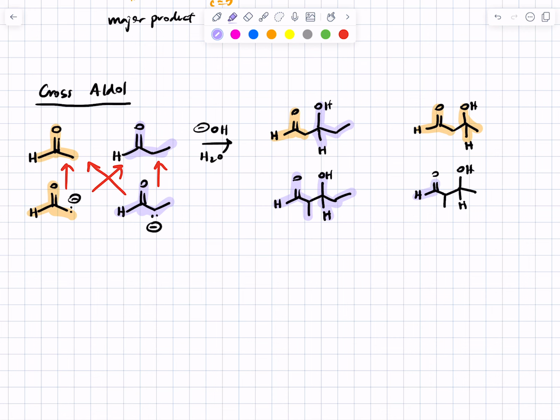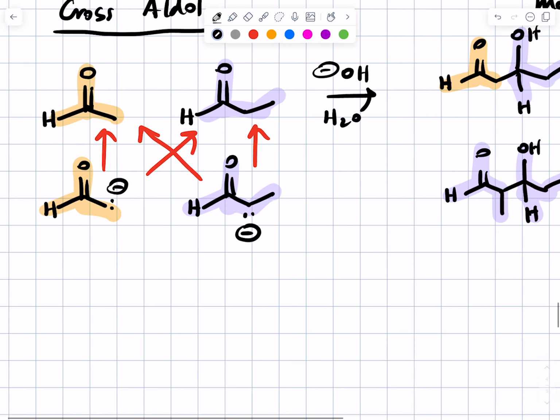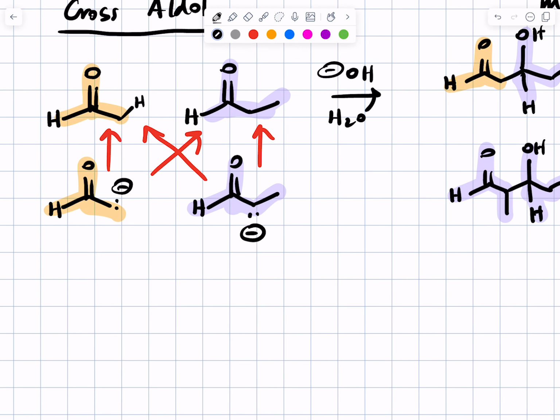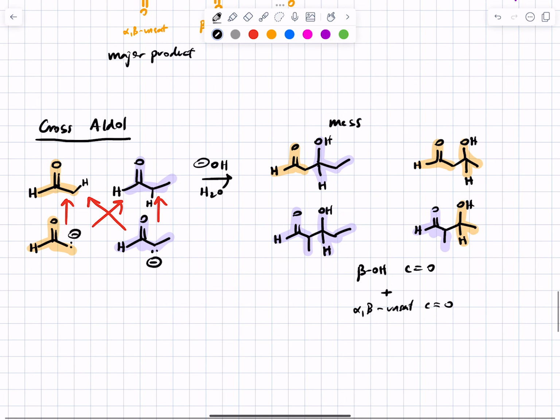And friends, it gets worse than that, because I could have also drawn the four other alpha beta unsaturated carbonyl compounds. I left it here just beta hydroxycarbonyls, but it would be also fun to draw the others. In other words, we get a mess. So the attempts to do the cross aldol in this way, especially when you're using carbonyl compounds that have very similar alpha proton pKa's, generally not a good idea.